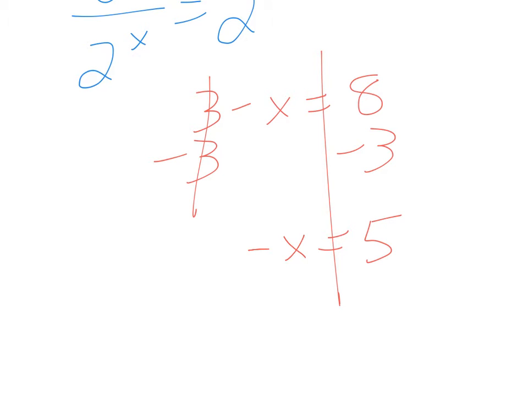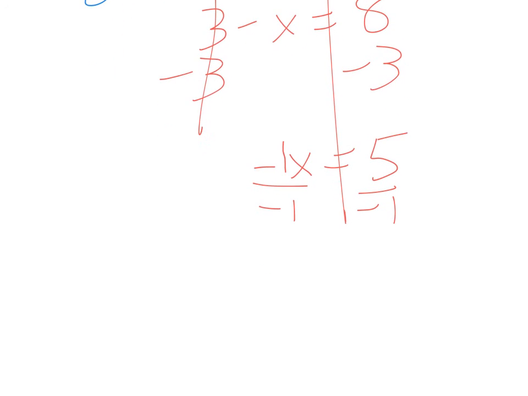That's not what we want. We want x, not negative x. So this really means negative 1x equals 5, and I want to make sure I get rid of that negative 1, so I'm going to divide both sides by negative 1. My answer is going to be x equals 5 divided by negative 1, which is a negative 5. So my answer for this one is negative 5.